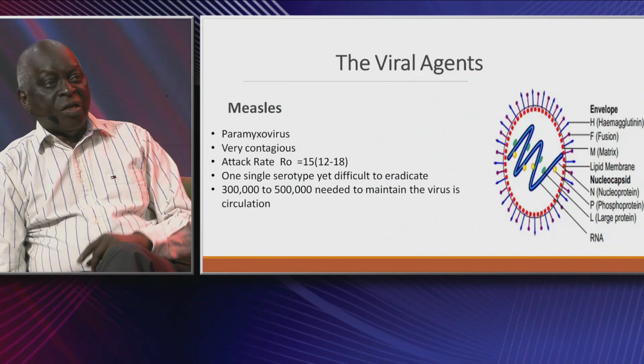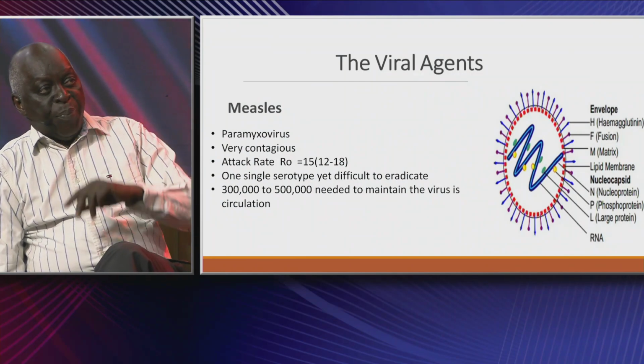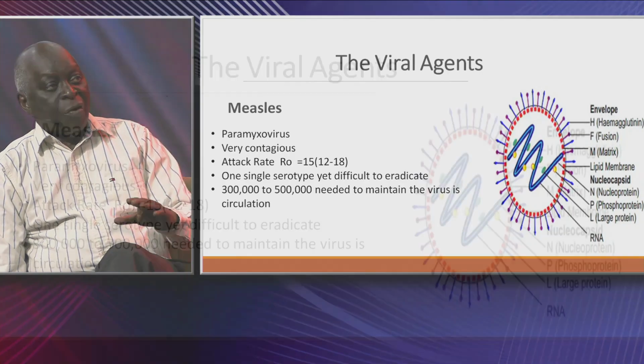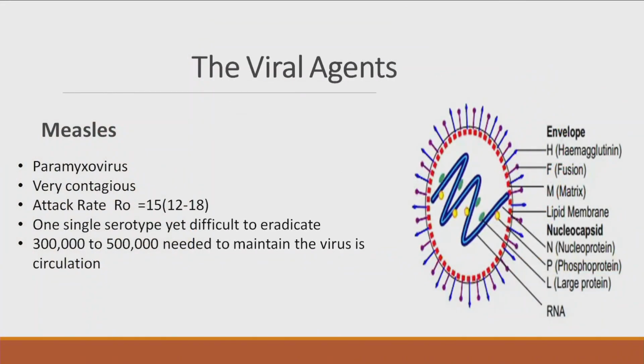Please know this. I want you to see the picture on the right. That is the structure of the virus. There are two major envelope proteins: the hemagglutinin, which I told us about earlier when we were talking about influenza, and the fusion protein. Those are the two antigenic appendages at the surface of the virus.